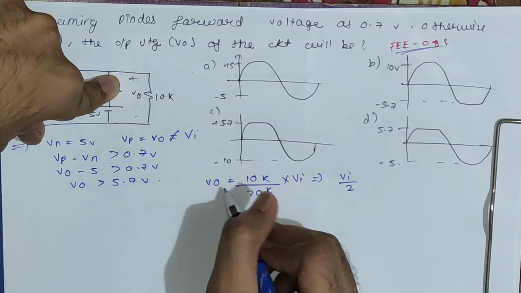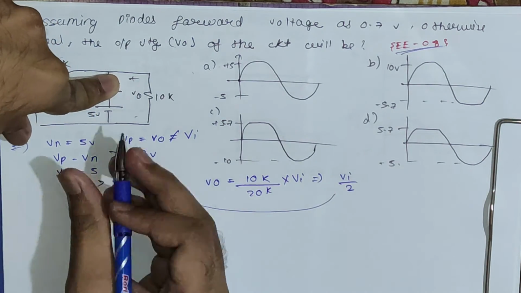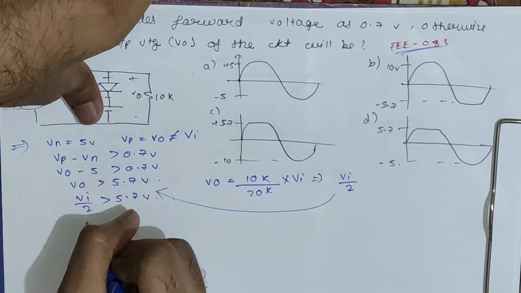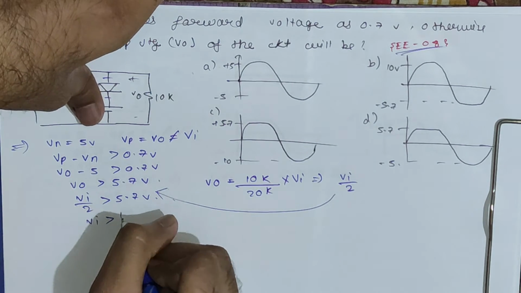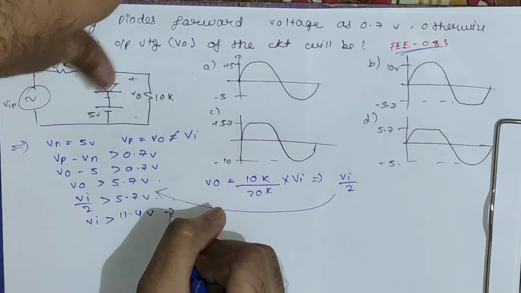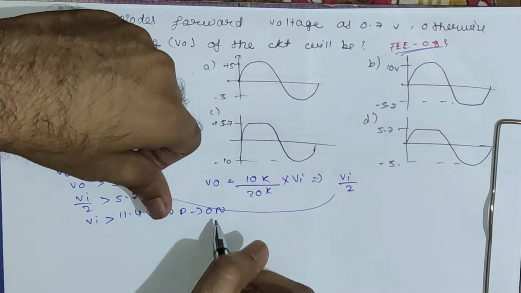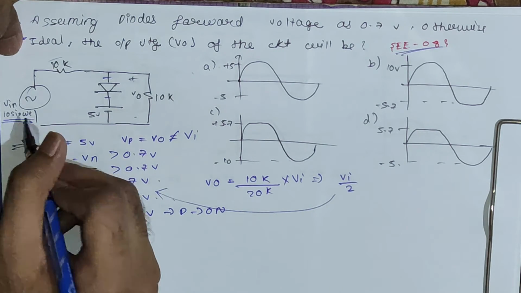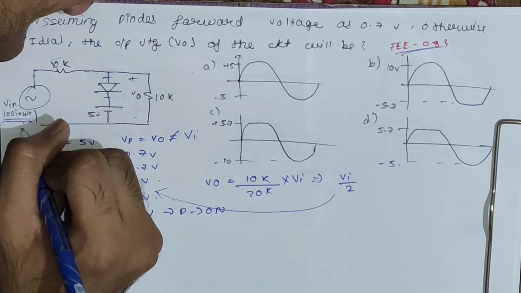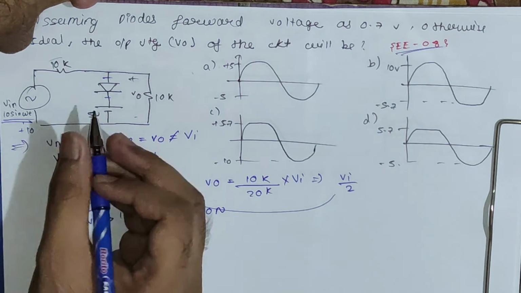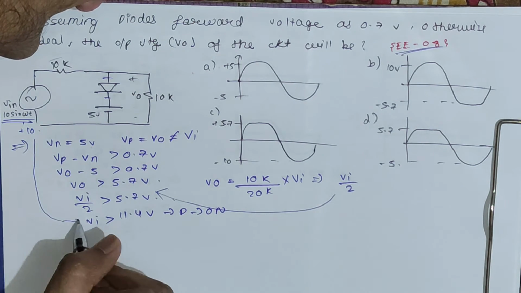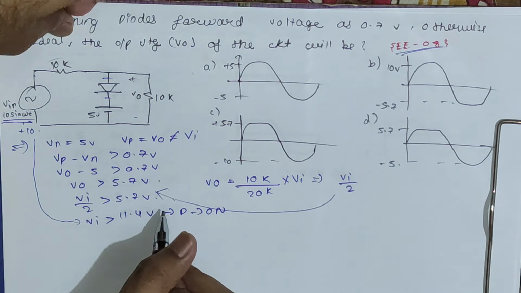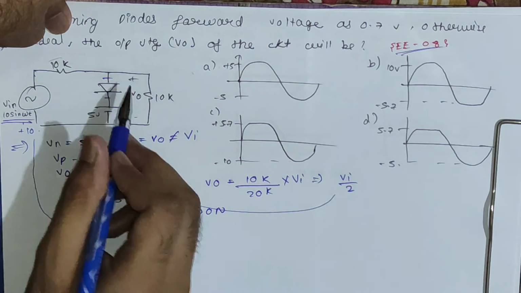So if we replace this value of VO at this condition, we will get VI by 2 is greater than 5.7 volts. So we can say VI should be greater than 11.4 volt for the diode to be on. The interesting thing is that the input voltage is 10 sine omega t, so the maximum voltage can be plus 10 volt. But the required condition is that it should be greater than 11.4 volt. So we can say the diode won't be on for this circuit.